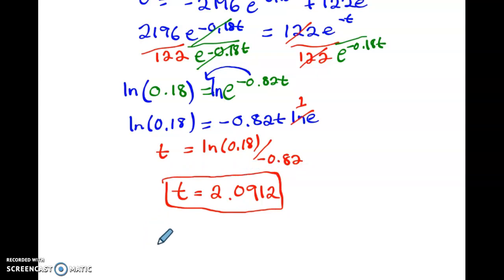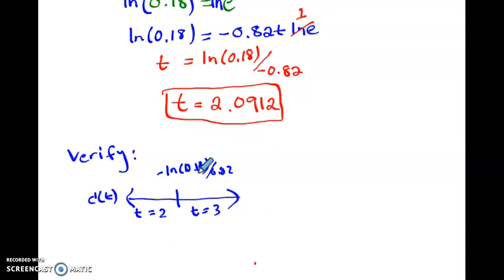We do always have to verify that it's a maximum, and you can do that two ways. Just like in curve sketching, you can either test on either side of that t and see if it's changing from increasing to decreasing, or you can use the second derivative test. Which way you do it is completely up to you. I'm going to check the increasing versus decreasing. I set up a little sign line where my boundary is going to be this negative ln 0.18 over 0.82, which is really the 2.0912, just in exact form.